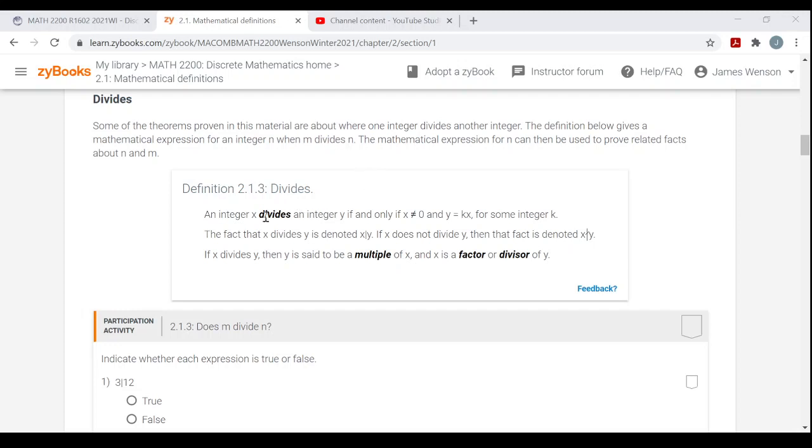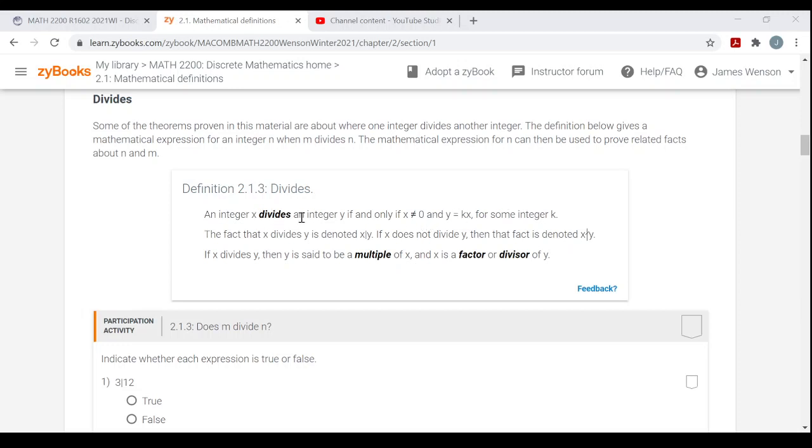Now when you say one integer divides another integer, that just means the first integer goes into the second integer evenly. So here's the definition. An integer x divides an integer y if and only if x is not 0, because 0 doesn't go into any number anything evenly when you divide. You can't divide by 0. If x is not 0 and y is a multiple of x, y equals kx for some integer k.